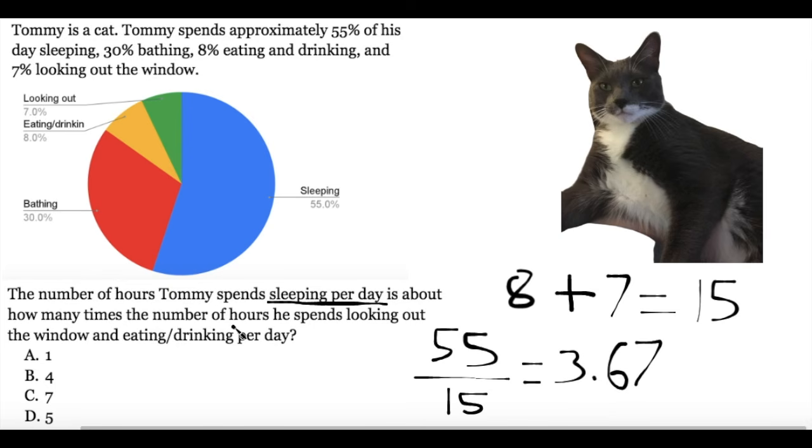And we're only looking for about how many times, right? So we don't have to get an exact number. We just need to know about. So 3.67, the closest answer choice here is 4. So B is the correct answer here.